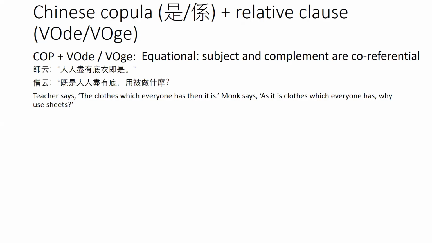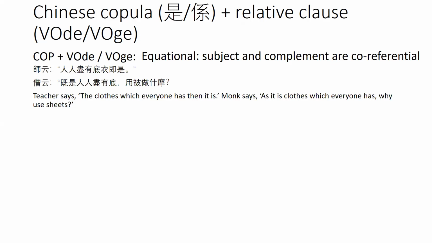So for example, there's a famous example in 祖堂集. 世云人人既有第一即舍，赠云鸡是人人既有的，用皮干嘛？用皮做什么？and so 人人既有第一即舍. Okay, we've got a copular complement selected by the copula, but then in the response, 既是人人既有的, the head noun is omitted.